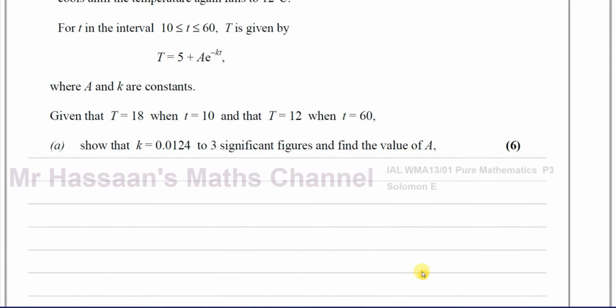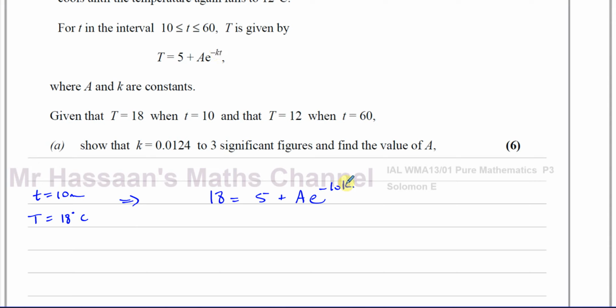Basically what we can do here is substitute these pairs of values into this equation. They've told us that when the time is 10 minutes, the temperature is equal to 18 degrees Celsius. So if we substitute that into this equation, you have 18 equals 5 plus A e to the power of minus k t, and here the time is 10, so that will be minus 10k. Instead of t, we're going to have 10.